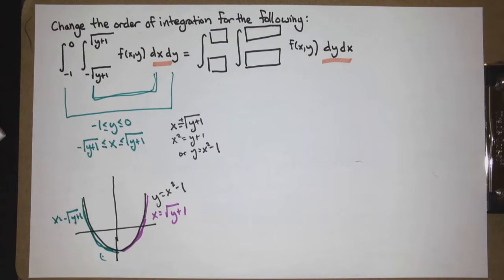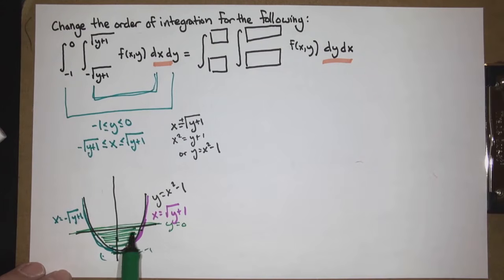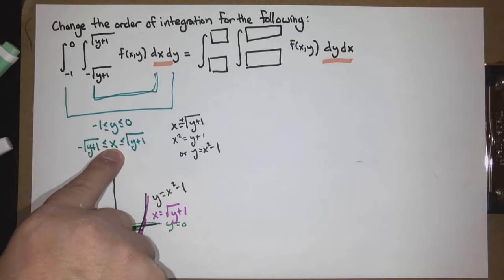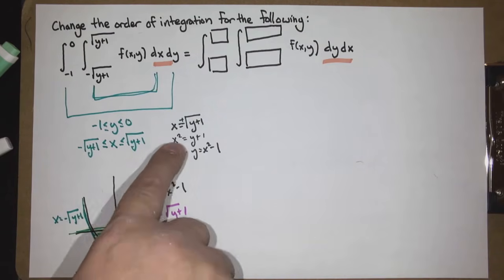Can you see where negative 1 is in this picture? Or y equals negative 1. It's right here at the bottom. And y equals 0 is the axis. So we are doing this region here. This is our current way to approach it, slicing horizontally. So it's the bottom of the bowl. All right. So we got the bounds. We rewrote the curves.